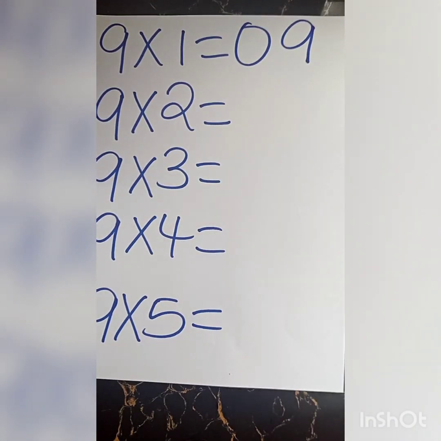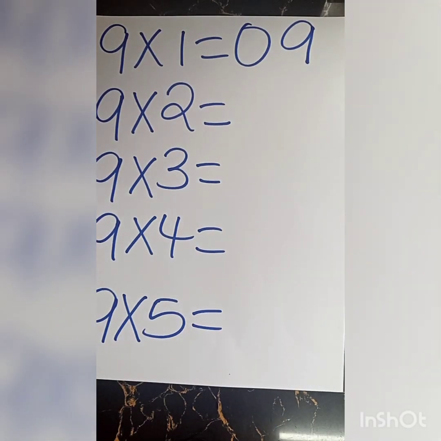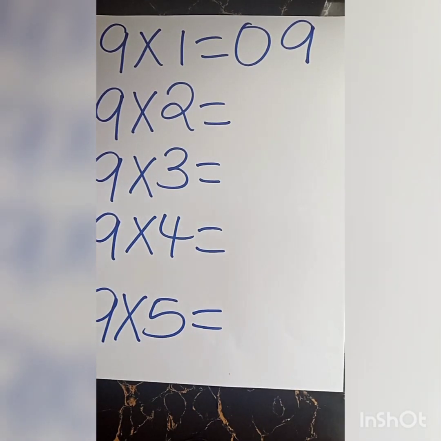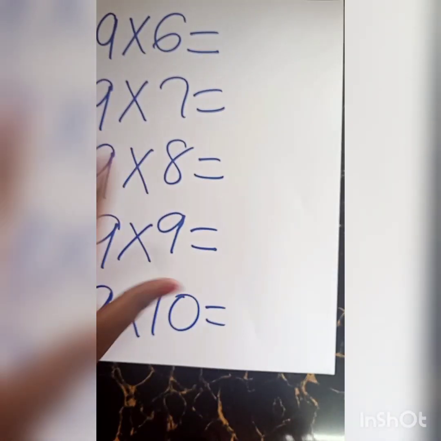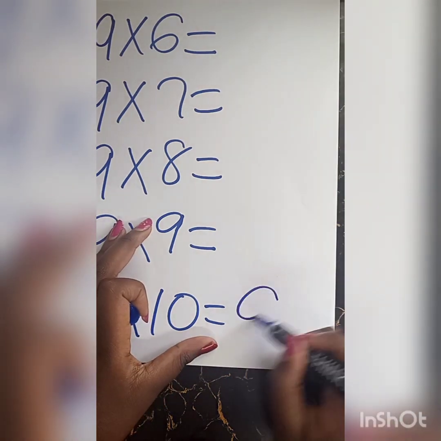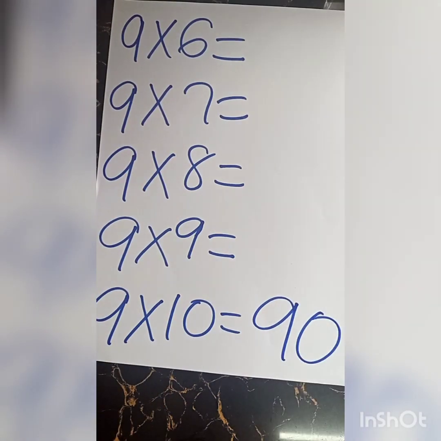Okay, so what's the last number of our multiplication table? Our last number will now be the opposite of our first number, okay? So because we've said that 9 times 1 is 09, that therefore means that 9 times 10 will be the opposite, the reverse, okay? So 9 times 10 will be 90. Are we together? Exactly. Okay, so let's continue, shall we?